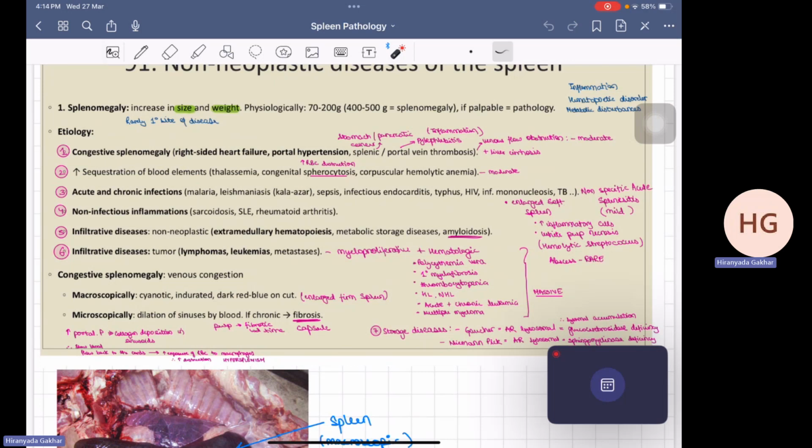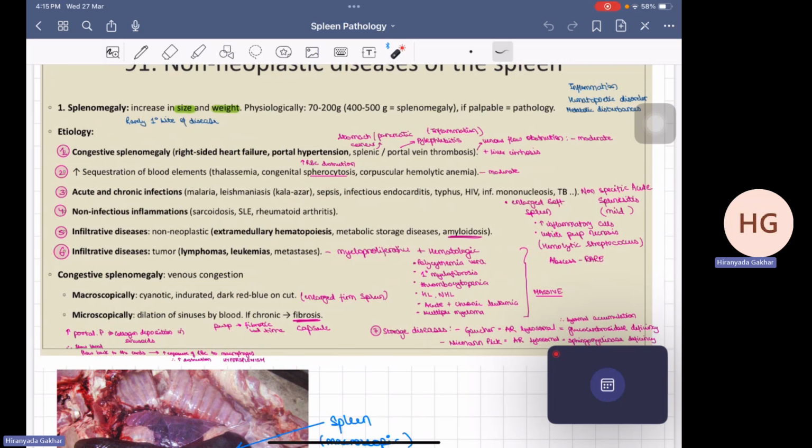The third cause is in the case of acute and chronic infections. Since the spleen is a lymphoid organ, in any kind of infection, the activity of the spleen will be increased. So when the activity of the spleen is increased, there is also an increase in the size. So this can be seen in diseases such as malaria, leishmaniasis, infectious endocarditis, HIV, infectious mononucleosis, tuberculosis, and even in patients who are septic.